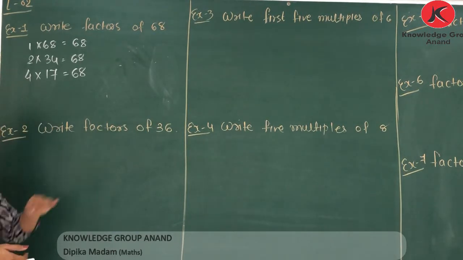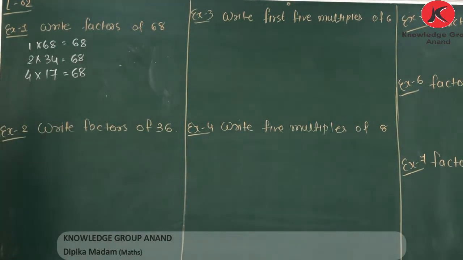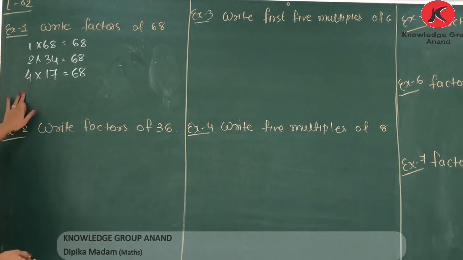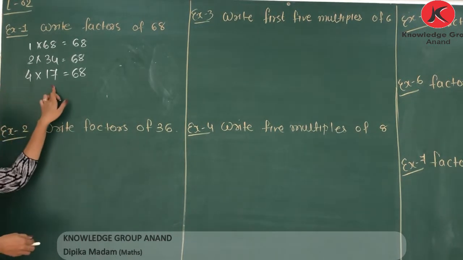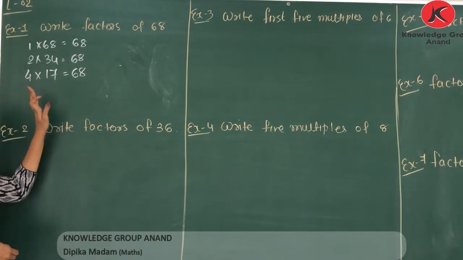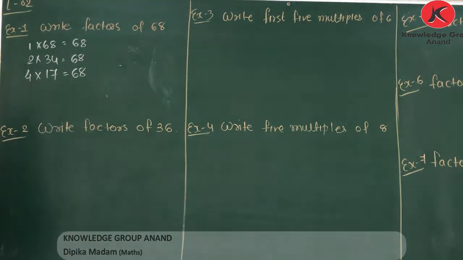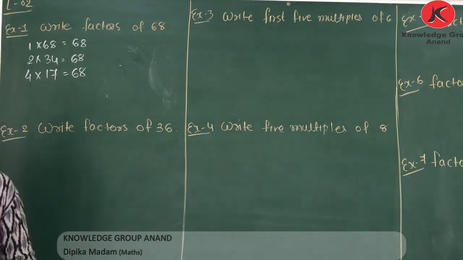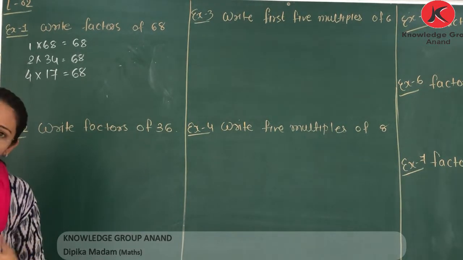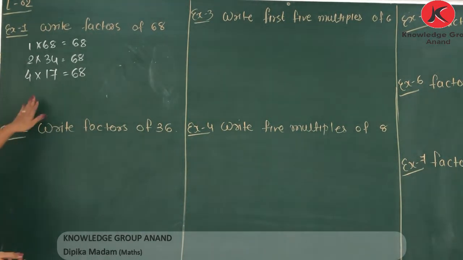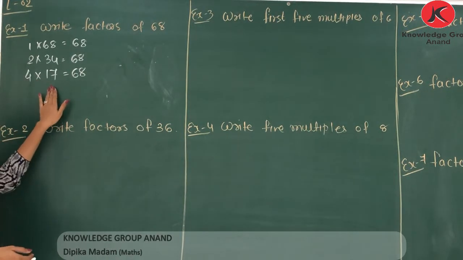If you check for a larger number and divide, 17 is a prime number, so the last prime number has come. Then you can stop up to this, or you can check for other numbers. If you check with 5, 6, or 7, these are only the factors of 68.